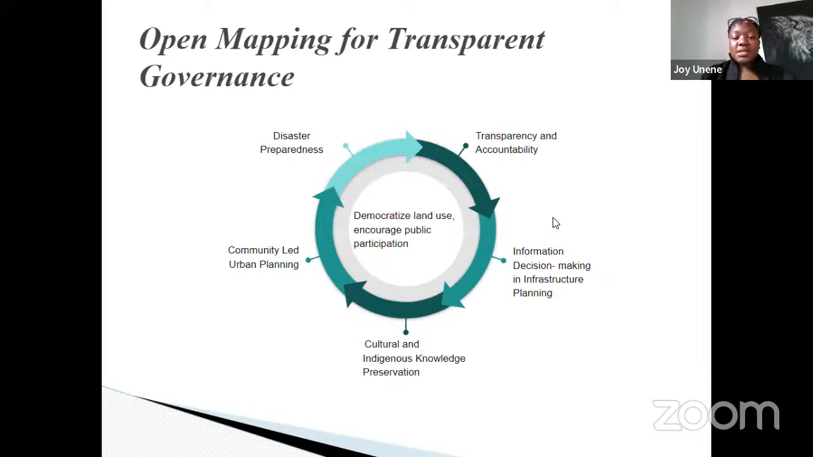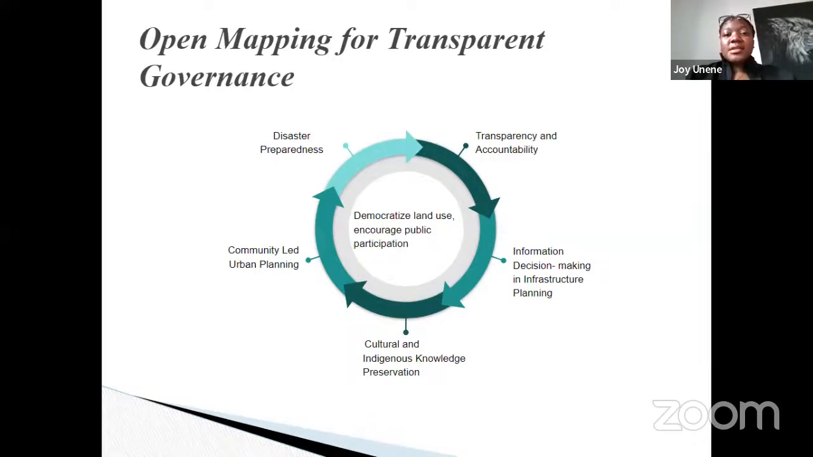Sorry for that. Okay, here we have how open mapping can be used for transparency in governance through democratized land use and encouraging public participation. Here we have disaster preparedness, transparency and accountability, informed decision-making in infrastructure planning, cultural and indigenous knowledge preservation, and community-led urban planning. I'll quickly run through these and talk briefly about what each of them means and how they can be of help to us.